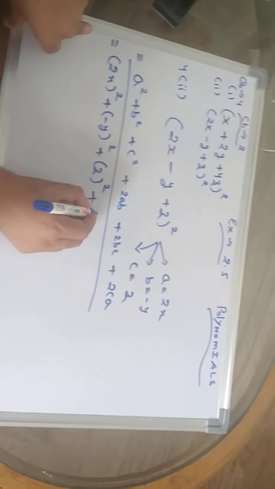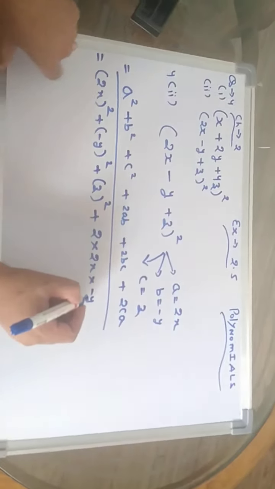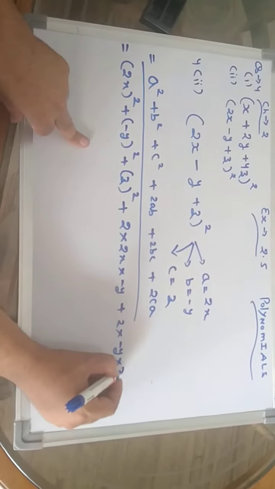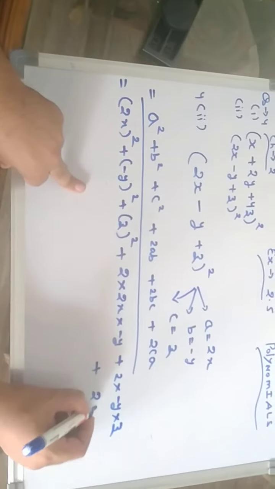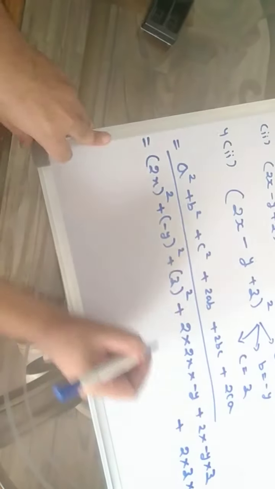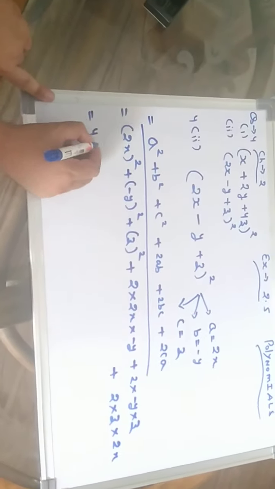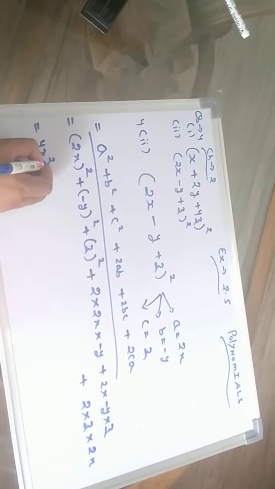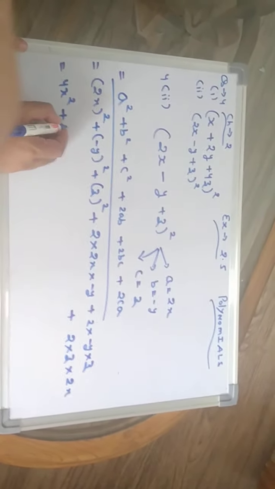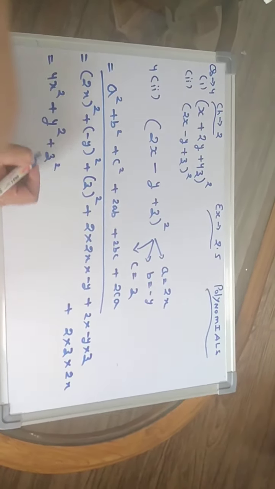Now 2ab means 2 multiplied by a multiplied by b. 2bc means 2 multiplied by b multiplied by c, and 2ca means 2 multiplied by c multiplied by a. Now you can easily evaluate this. (2x) square, I already explained, becomes 4x square. (Minus y) square, it always comes as positive y square, and z square is z square.